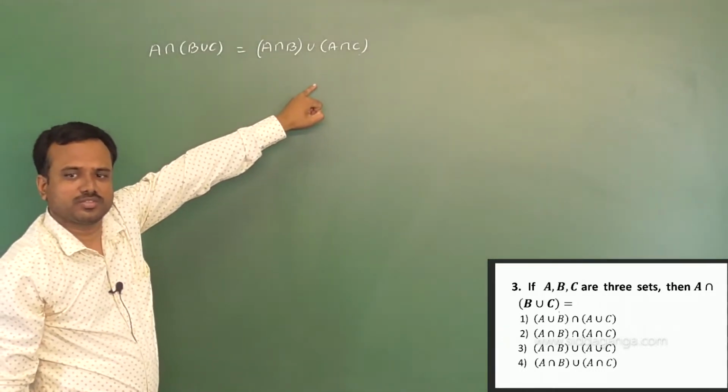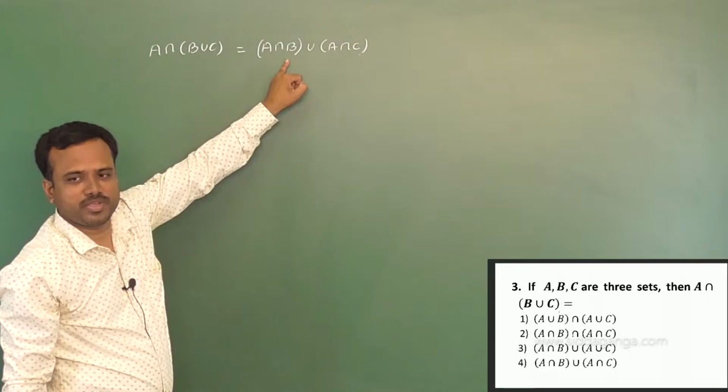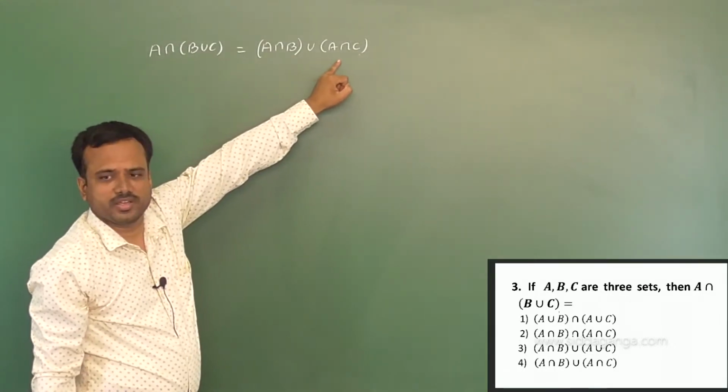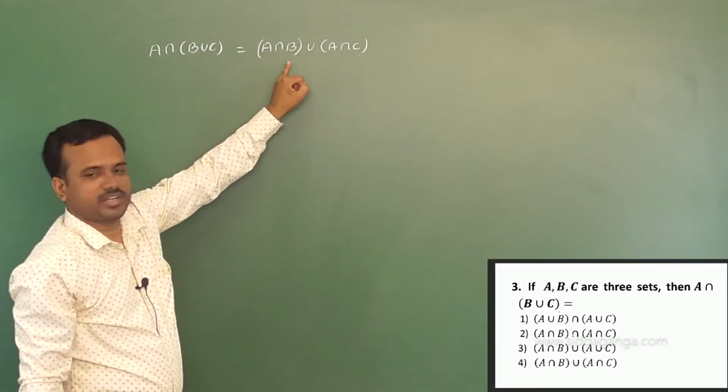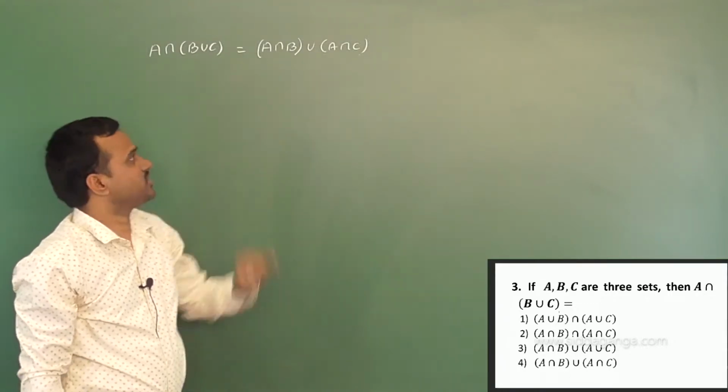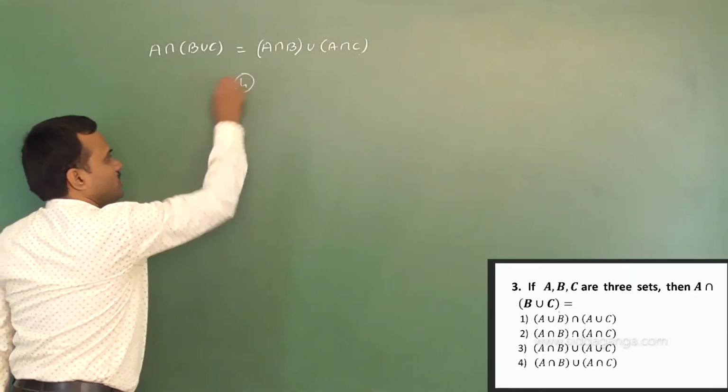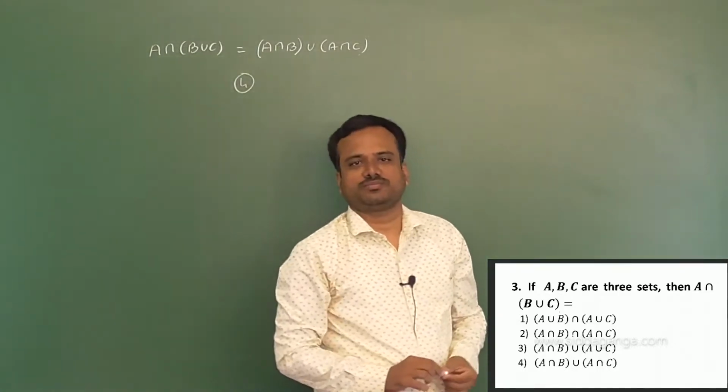A intersection B union A intersection C. See the options? Third option? Not third, the fourth one: A intersection B union A intersection C. For this question the answer is the fourth option. Next question.